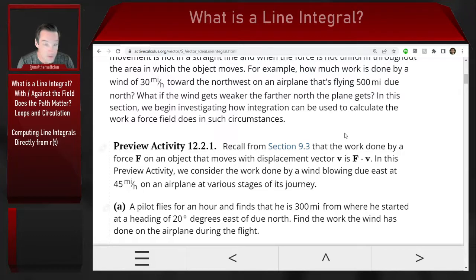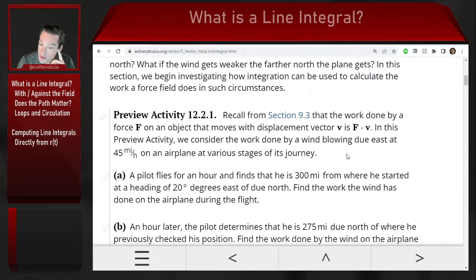So there's an amount of work that's done on the pen by the gravitational field in the process of that pen falling. You don't have to have a physics background to wrap your arms around what's going on with line integrals, but it does kind of help. That's the metaphor that we're going to live in for this introduction, for the preview activity.